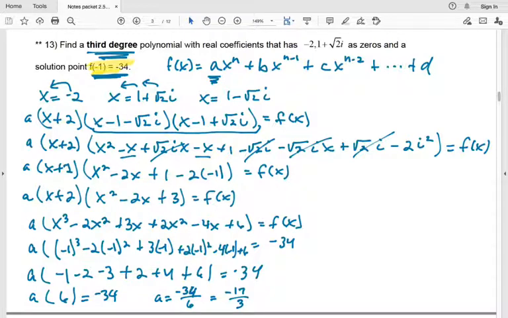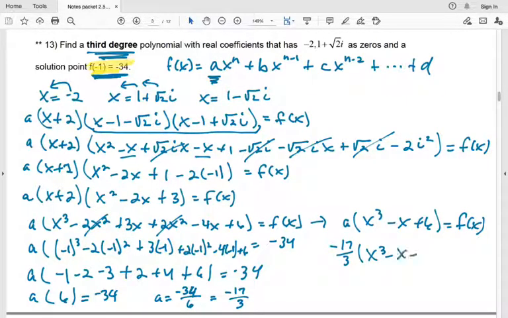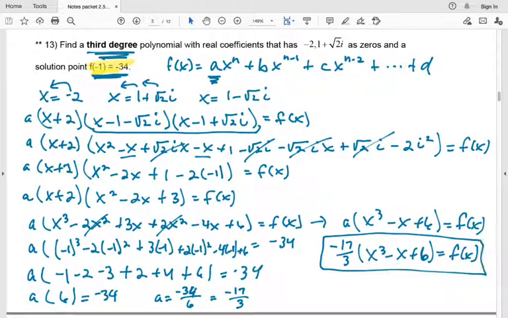So, I forgot, I was just realizing as I was working this, I didn't simplify this. We had this right here ended up being a times x cubed. Those will cancel out, and then we've got minus x plus 6 equals our f of x. And so our a value we just found to be negative 17 thirds, and then x cubed minus x plus 6. And that equals f of x. All right, so that is our polynomial using those zeros and the a value that they gave us.